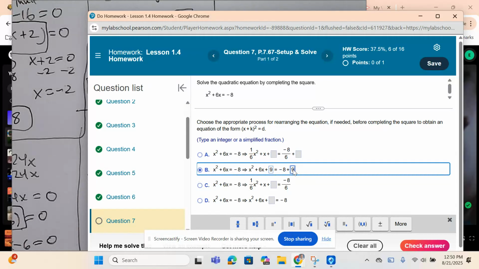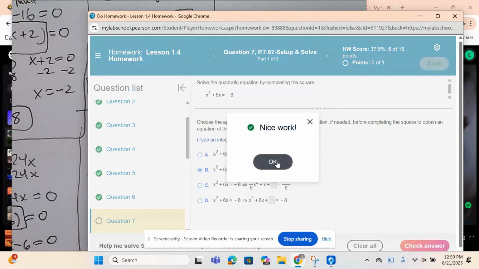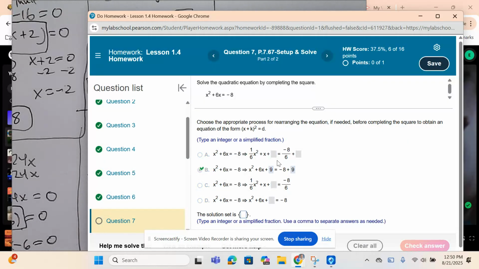Mr. Hubbard, when you're doing like this finding a discriminant, do you still need to include the square root? No.